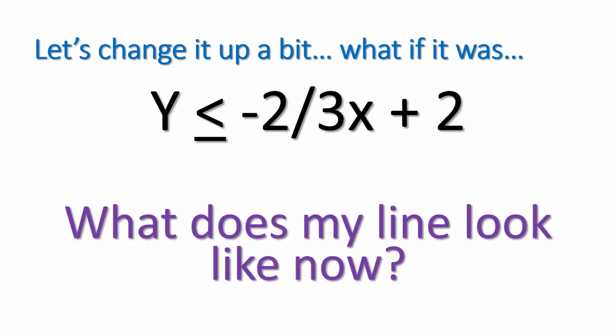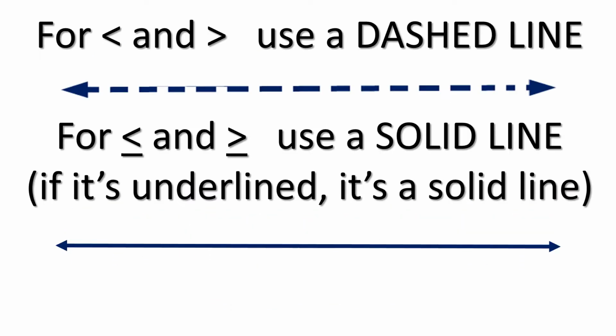What does my line look like now? For less than and greater than, we will use a dashed line when graphing. For less than or equal to, greater than or equal to, we will use a solid line. I tell my students, if it's underlined, it's a solid line.